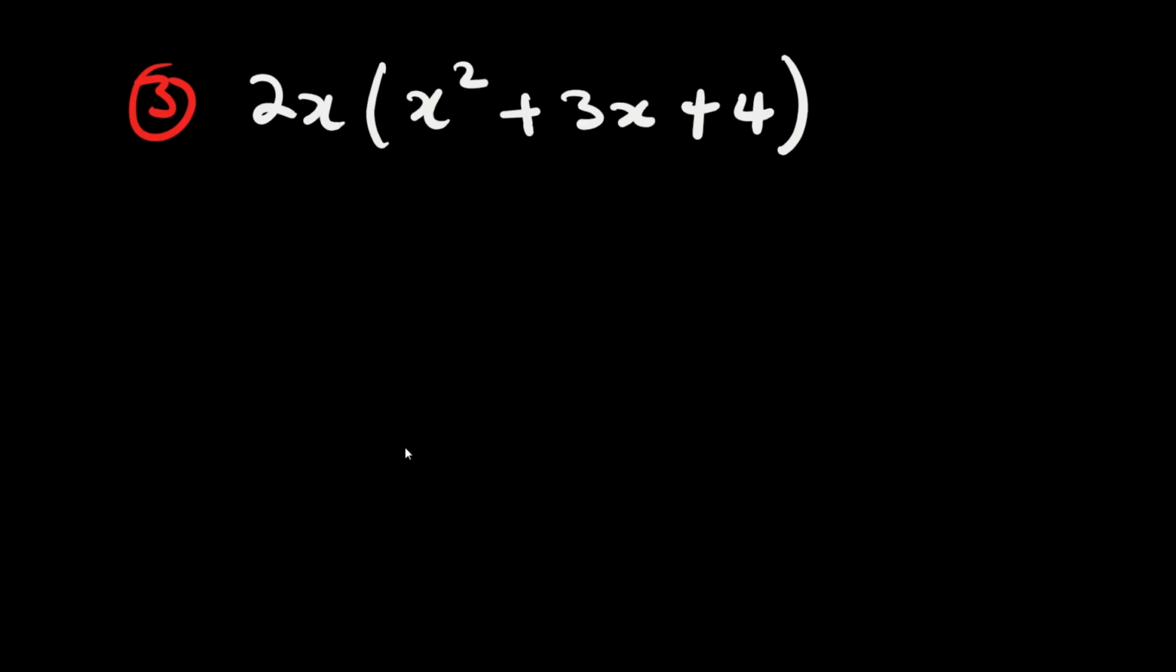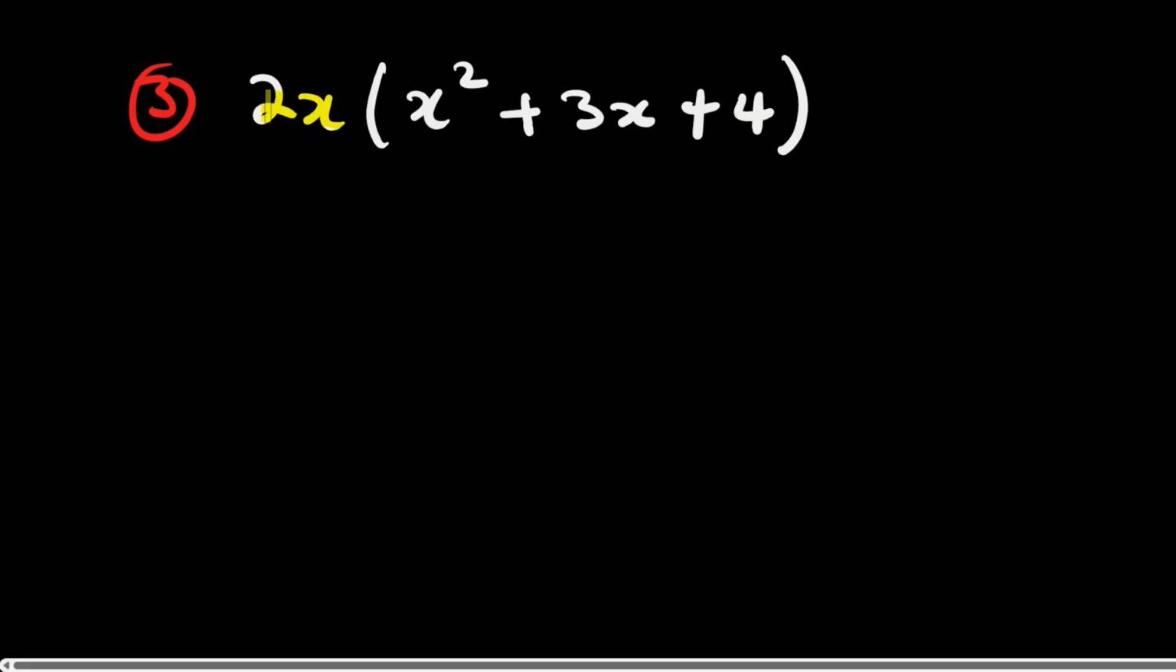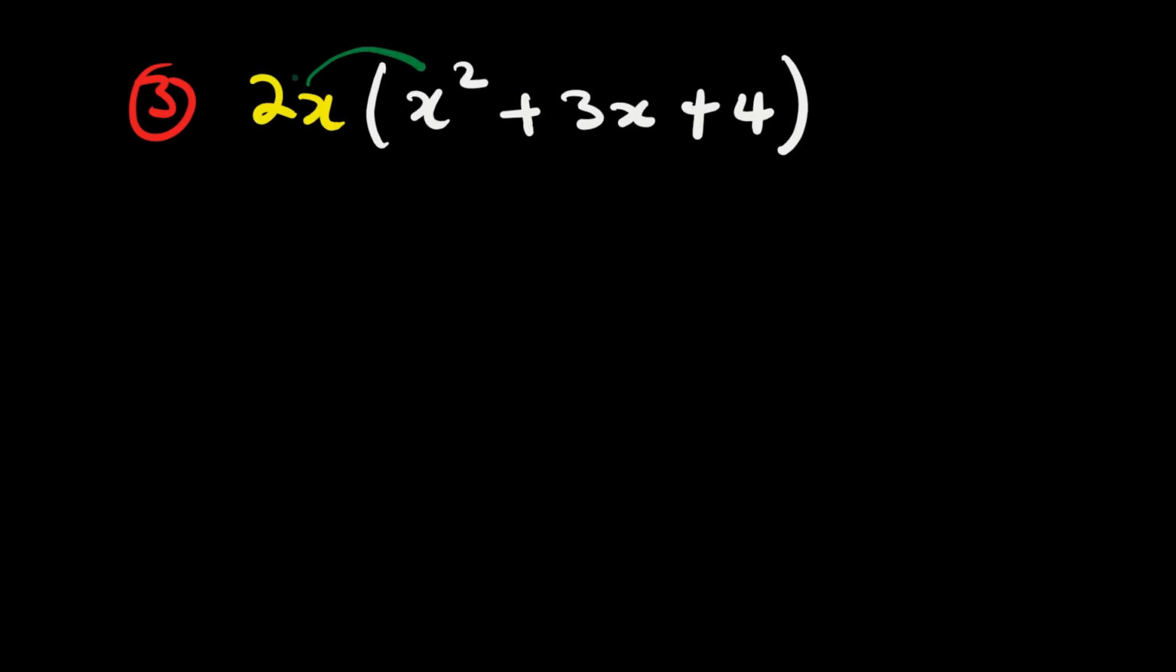So to deal with such a question, the approach is still the same as the second question. We take the first part and we distribute it inside. We take this whole term outside and distribute it inside the bracket. That's what I meant to say.